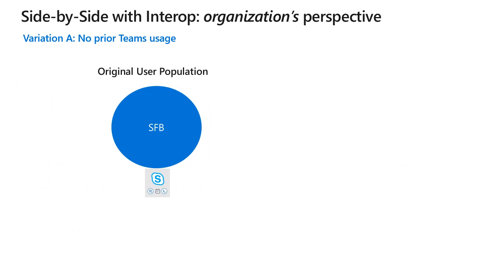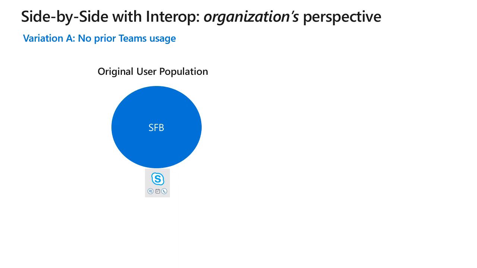Now let's take a look at what this visually looks like from an organization's perspective. And we're going to start with the first variation, which is nobody's using Teams yet, right? Meaning we have our entire user population on Skype for Business today. Now, in my earlier example, this could be a Skype for Business server on-premises deployment where we have maybe 20,000 users strewn throughout the globe across multiple Skype for Business server pools that are deployed in different geographies.